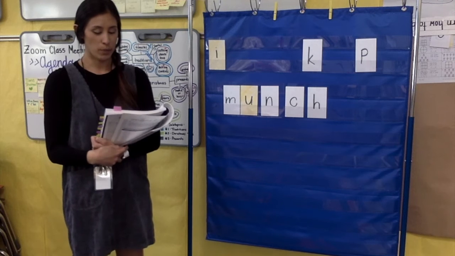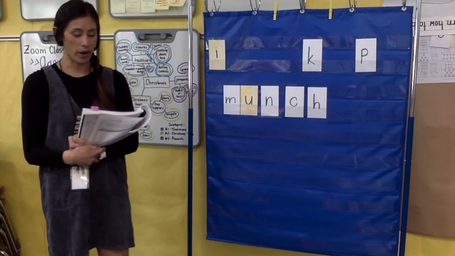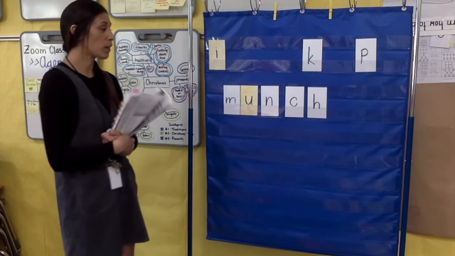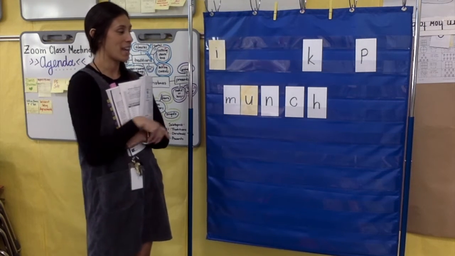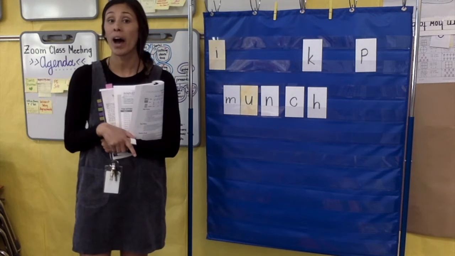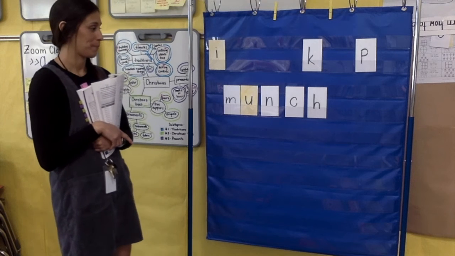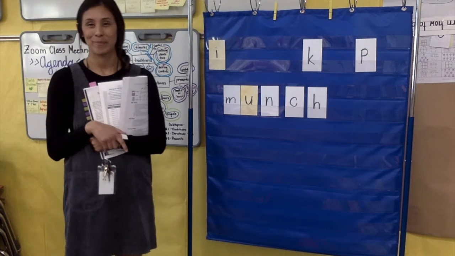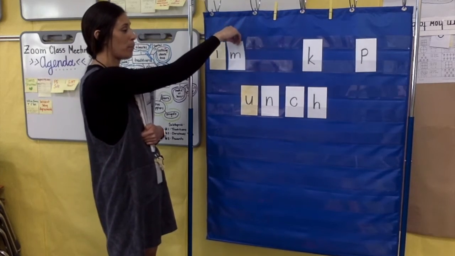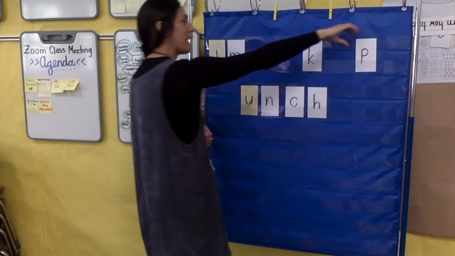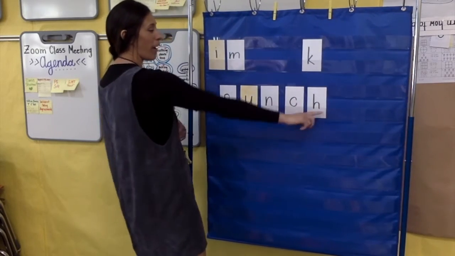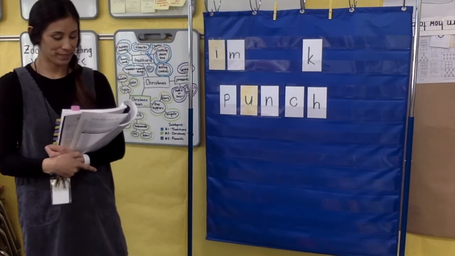All right. We've got a few more. Two more and then our secret word. So you are going to replace the beginning sound with a letter that will make this word punch. Punch. All right. So how do you spell the word punch? P-U-N-C-H. Punch. Very nice job.